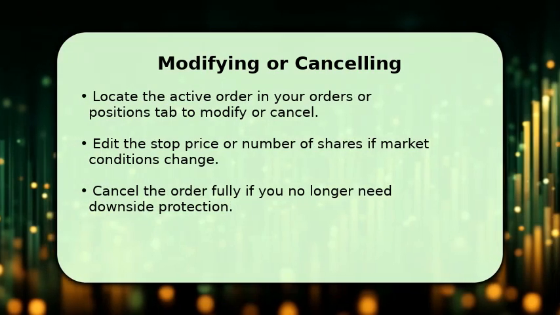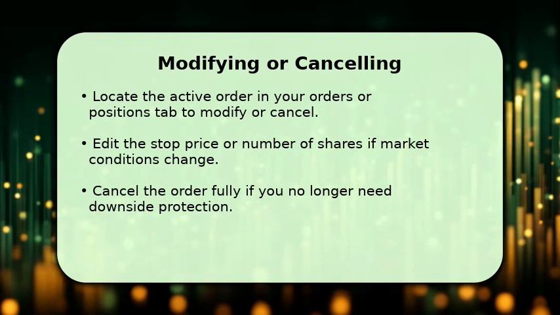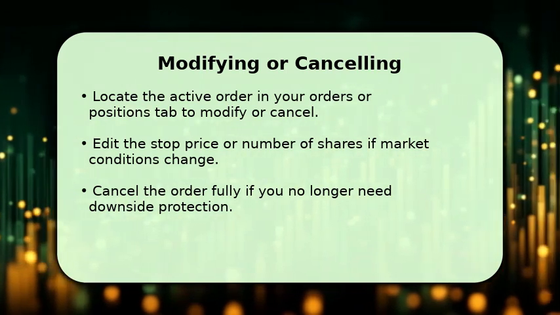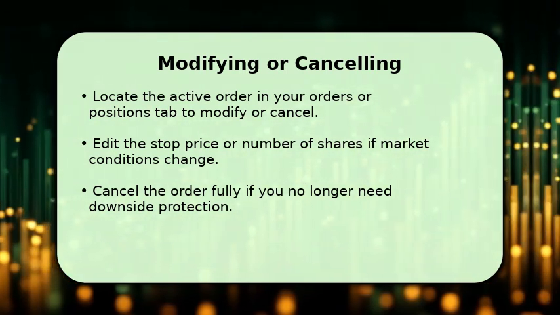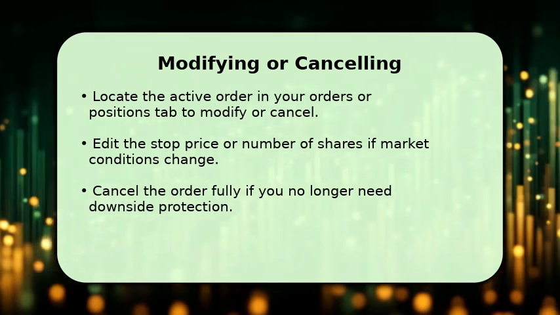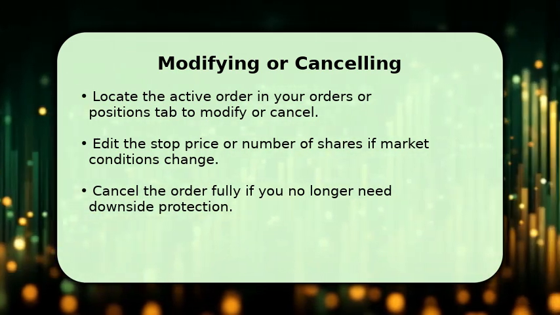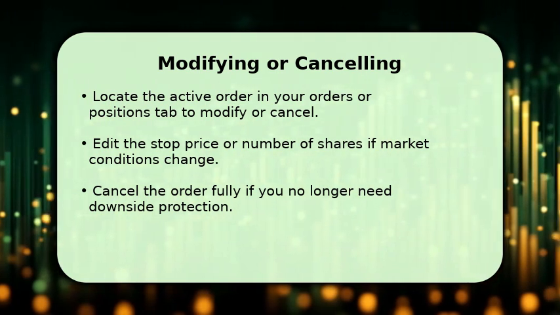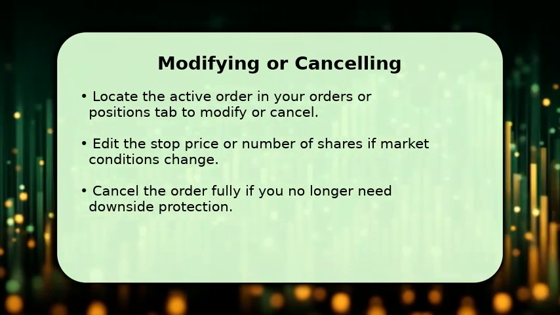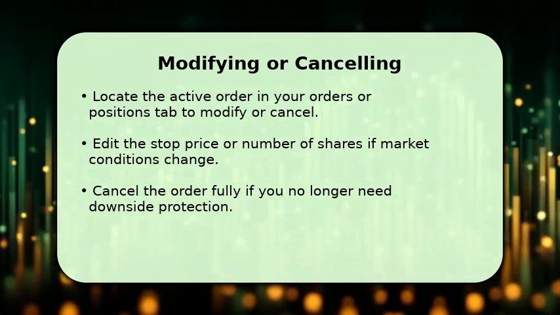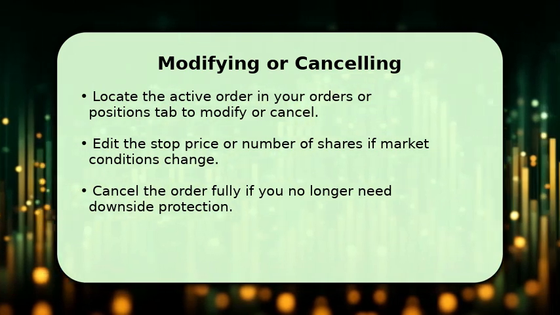If you need to change a stop loss, find the active order in Orders or Positions, then choose Edit or Cancel. Adjust the stop price or share amount as your risk tolerance shifts and decide between widening or tightening the level. Confirm the updated order and note confirmation details. If canceling, ensure you have an updated plan for protection.